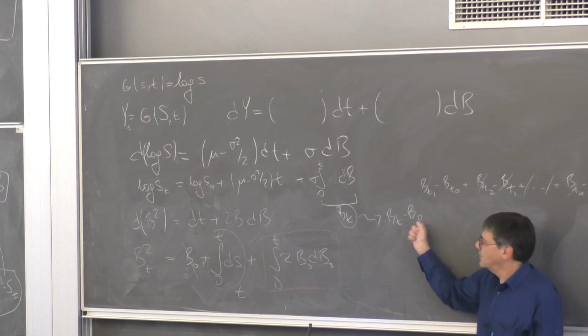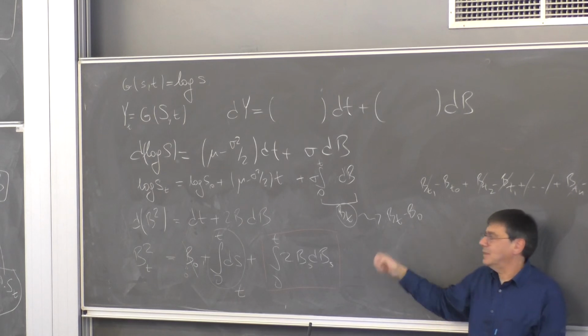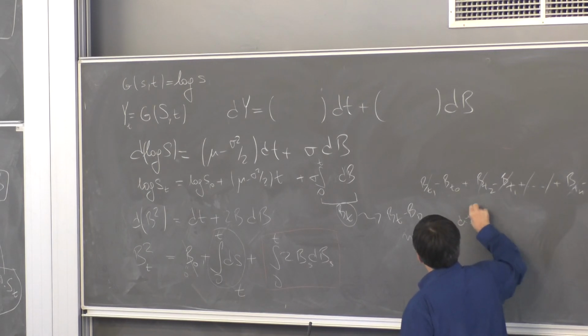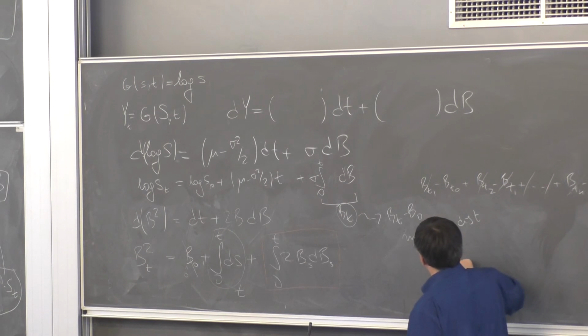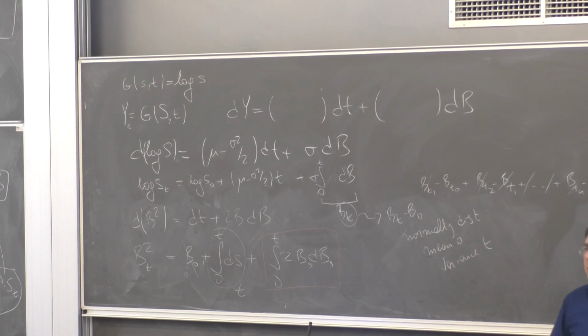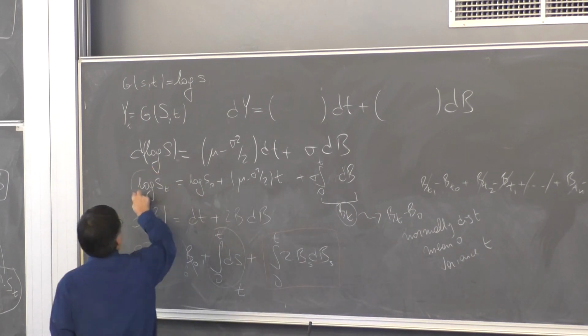This difference is normally distributed with mean 0 and variance t. So this is normally distributed with mean 0 and variance t. This is property 2 of Brownian motion.